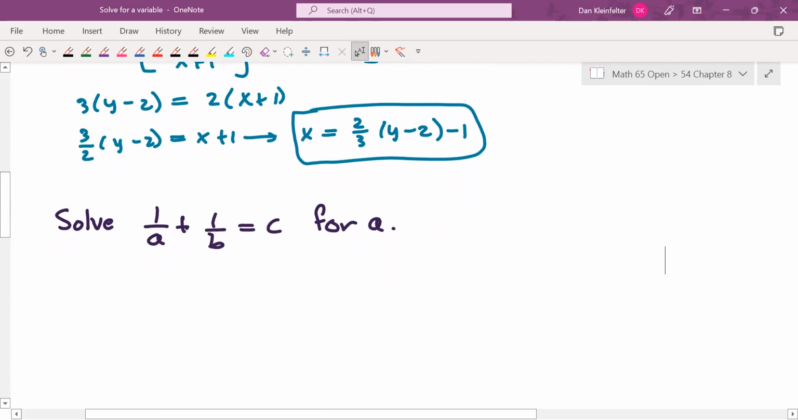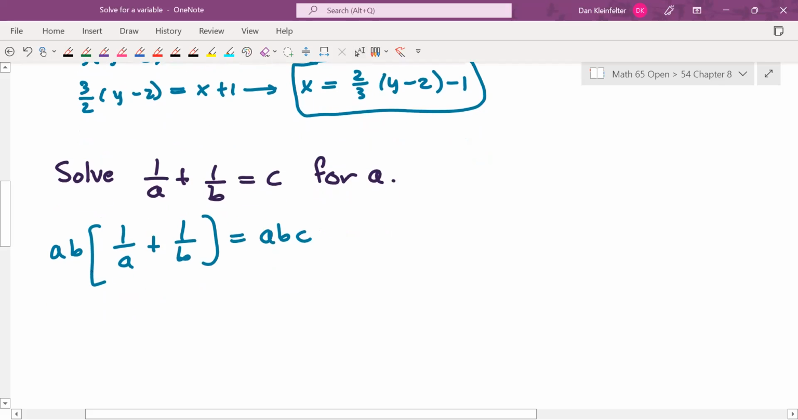Okay, last example, and then we're all done. So here we have 1 over a plus 1 over b equals c, and we want to rewrite it so that the a is by itself. So our two denominators are a and b, so we're going to multiply both sides by ab. Okay, and so then on the left side, the a's will divide out. We'll be left with b plus, and then in the second term, the b's will divide out. We'll be left with a. The right side will have a, b, and c.